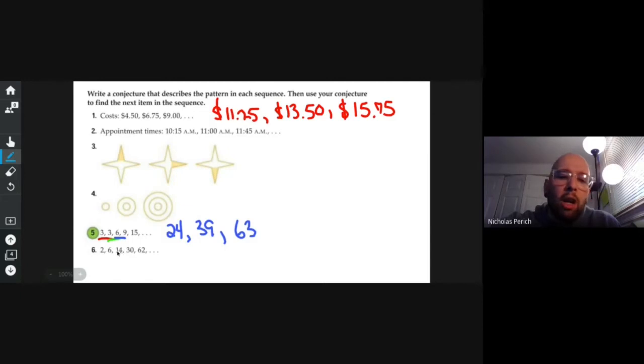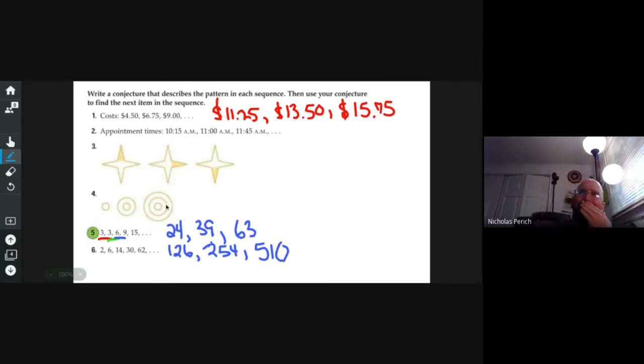6 times 2 is 12 plus 2 is 14. 14 times 2 is 28 plus 2 is 30. 30 times 2 is 60 plus 2 is 62. 62 times 2 is 124 plus 2 is 126. And then 254. And then 510. So some of these are not so obvious. Some of them you have to think outside the box, or in this case, outside the circle.